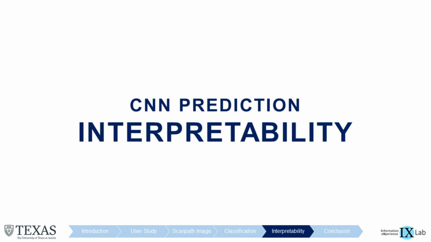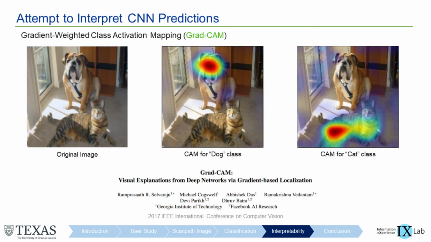CNN prediction interpretability. Neural networks are often criticized as being opaque. It is difficult to interpret how they operate on individual input samples to generate prediction. We used a gradient-weighted class activation mapping, or Grad-CAM, technique to generate visual explanations of the CNN's predictions. CAMs are heat maps indicating which pixels in the image are considered important for making a prediction. We hypothesized that these heat maps could offer new insights about human reading behavior.